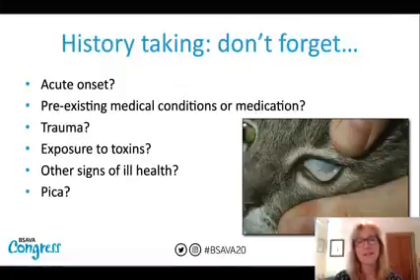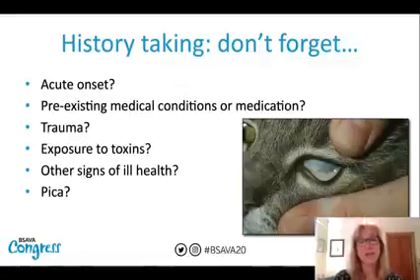However, nonetheless, it's important for us to understand from the owner perspective, have there been any inklings in the past that something is wrong, or is this genuinely a very acute situation? What do we know about the cat's previous medical conditions? What's on its notes already?